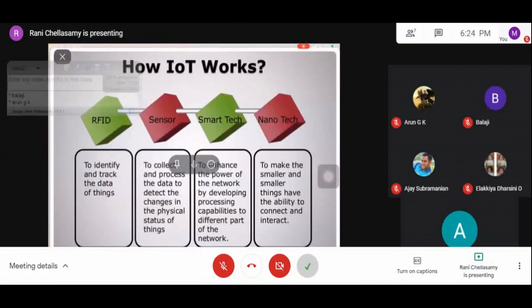Next we'll see how the IoT works. RFID is a main thing. It is used to identify and track the data of things.